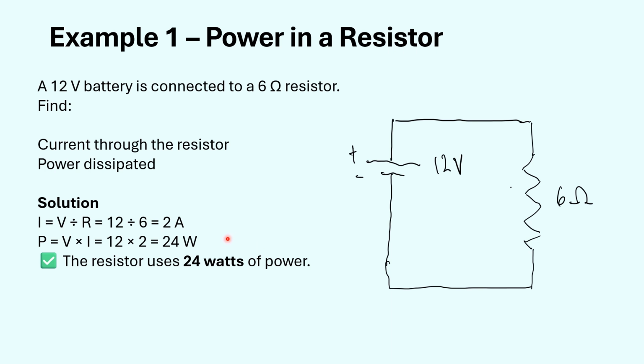Now the power consumed by the resistor, since the wire is assumed to be a perfect conductor, it doesn't dissipate power. It's not totally true, but it's a good approximation. Power is equal to voltage times current, 12 volts times 2 amps, is equal to 24 watts. So the resistor uses 24 watts of power. That's where the power of the battery is transferred, to the resistor.